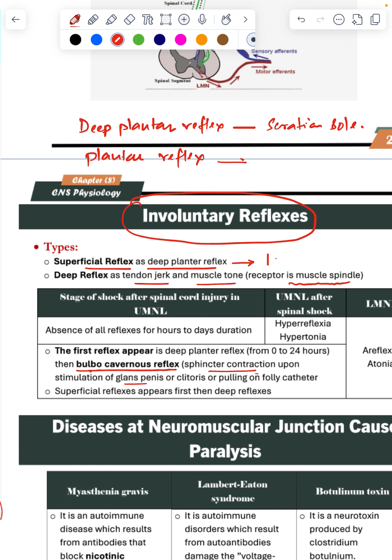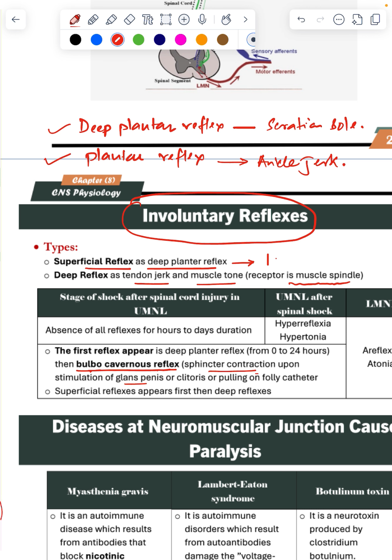So plantar reflex is ankle jerk, where you are hitting the Achilles tendon with a hammer and the ankle flexes down. That is plantar flexion. So that is plantar reflex.